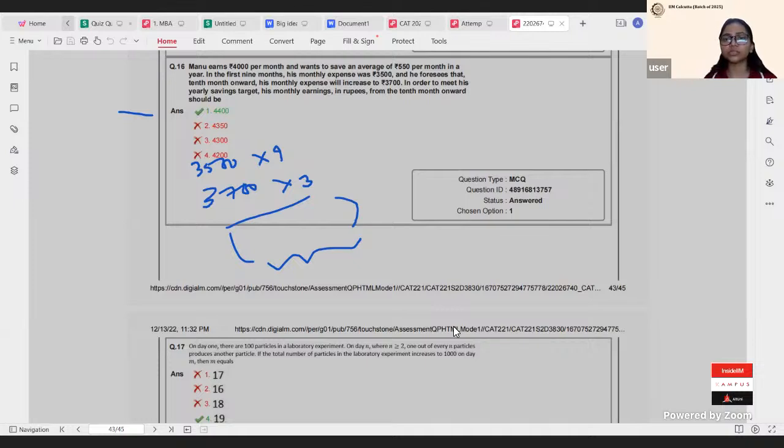For the remaining 3 months, we can consider the earning to be x. So 3x plus 4,000 is, for the first 9 months, 36,000. You're basically equating these two. Find the value of x.